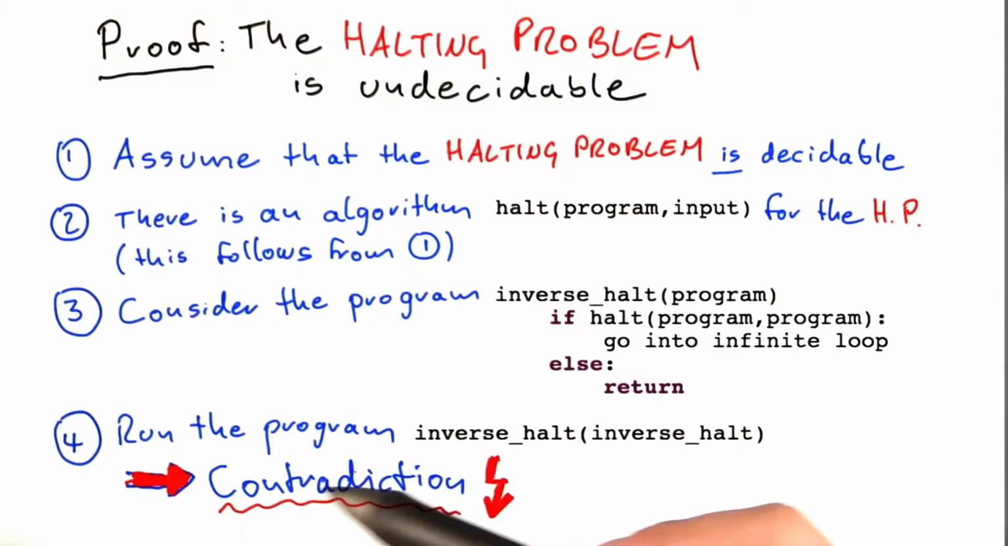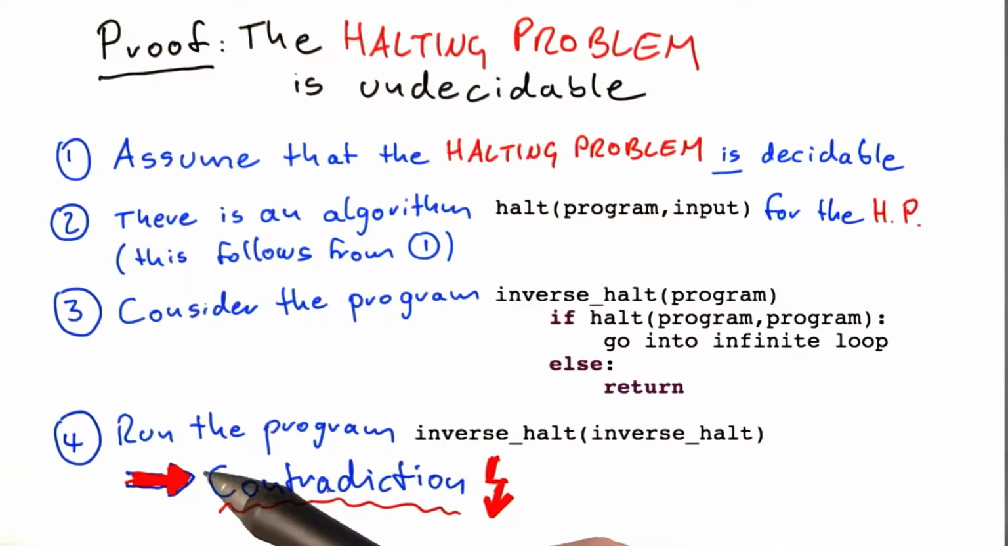So we already know that we arrived at the contradiction. We checked that in the 2 quizzes, and we didn't make any mistake here. One thing that could be wrong is that we just cannot run the program inverse hold on itself. But again, this is perfectly fine because inverse hold is a program. And because it's a program, we also have its source code. So we can easily feed this program to itself.